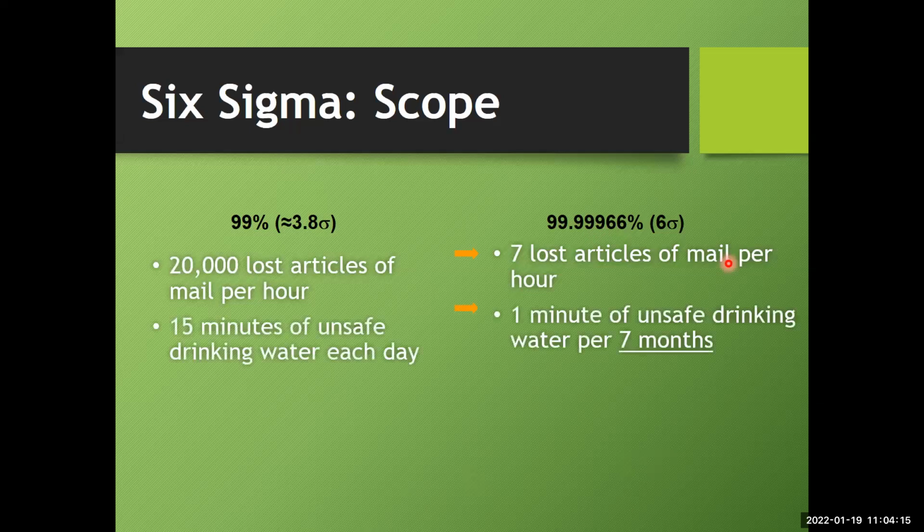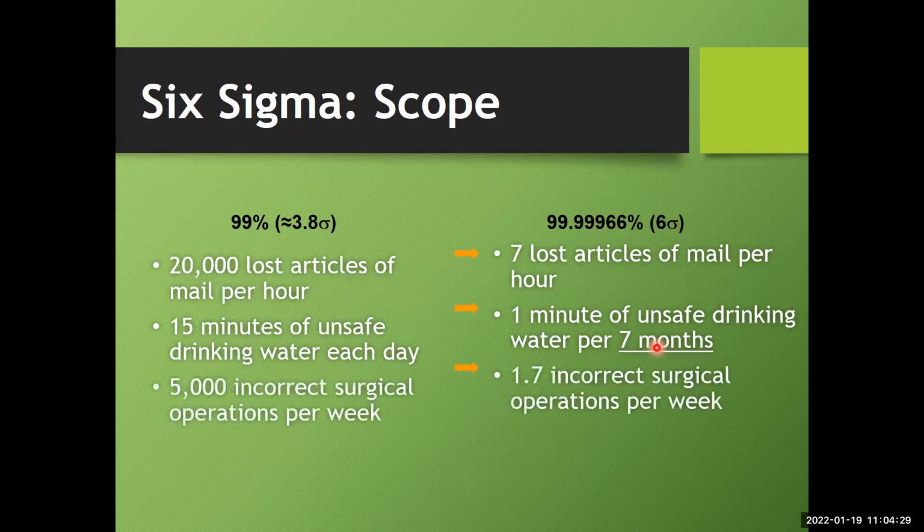50 minutes of unsafe drinking water each day. Here, 1 minute of unsafe drinking water per 7 months will be supplied to your houses. 5,000 incorrect surgical operations per week at 99% capability rate; 1.7 incorrect surgical operations per week at Six Sigma. How drastic a change will that be if we achieve this level, 6 sigma, from 3.8 to 6? I'm comparing 99% to 99.996%.